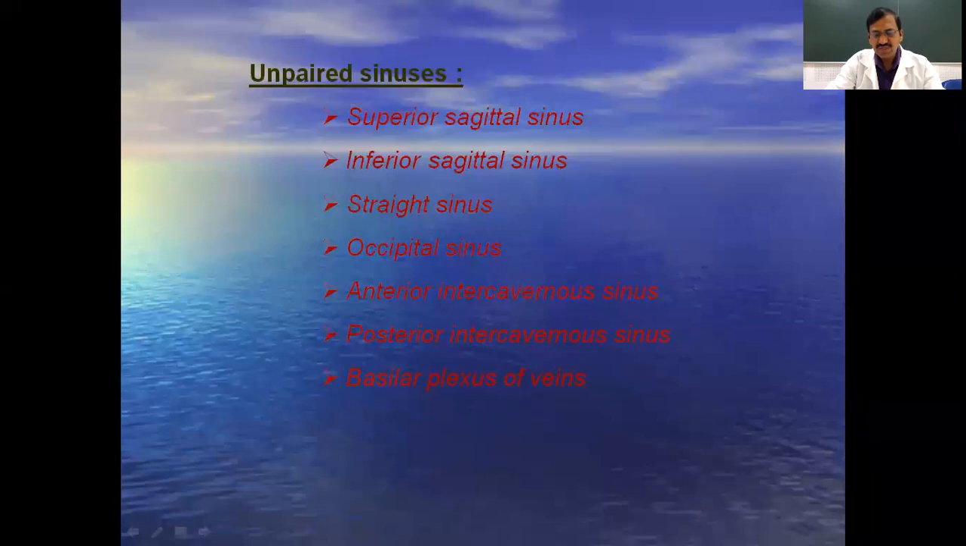And another one is the basilar venous plexus of veins, or basilar plexus of veins. These are all the 7 sinuses. They are the unpaired dural venous sinuses.